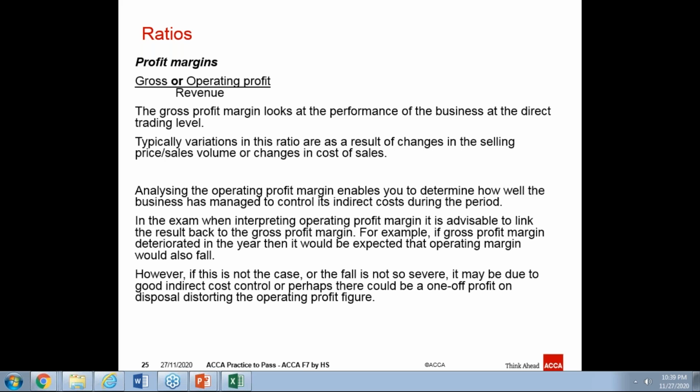So we always compare like with like. When there is a change as compared to the previous year, then your ratios will become incomparable.